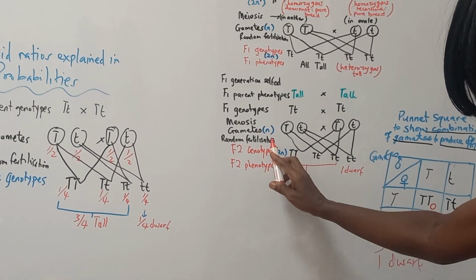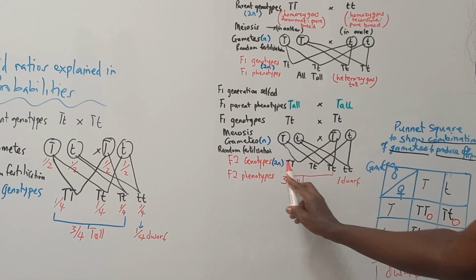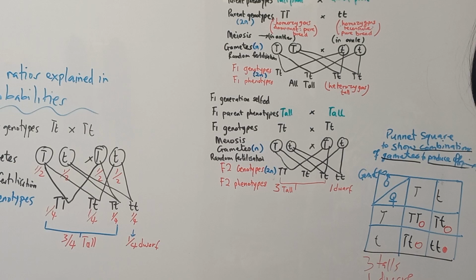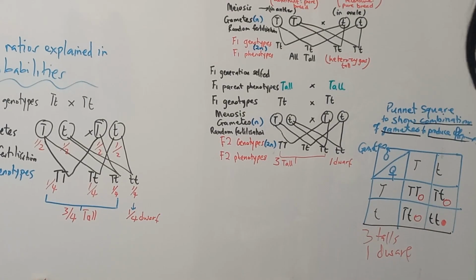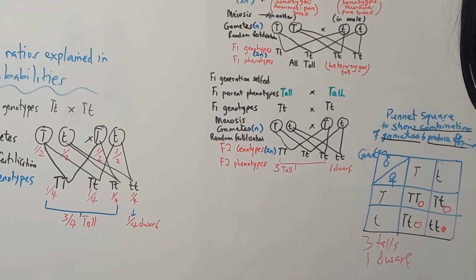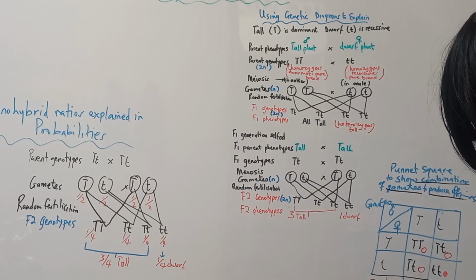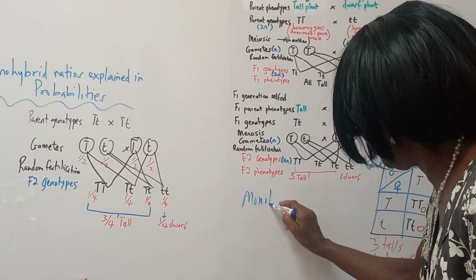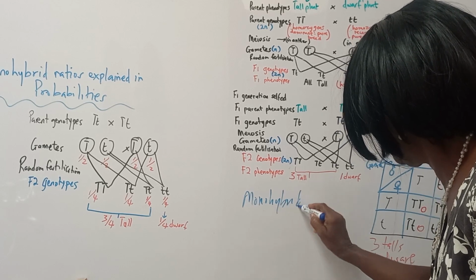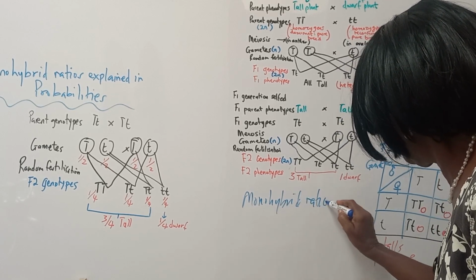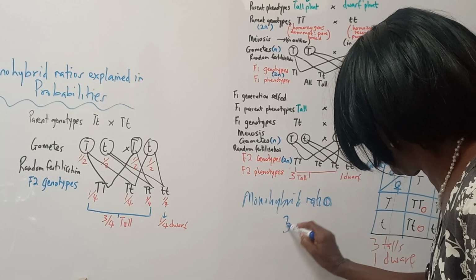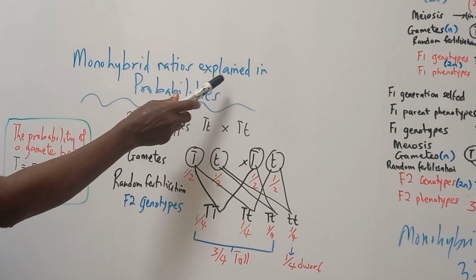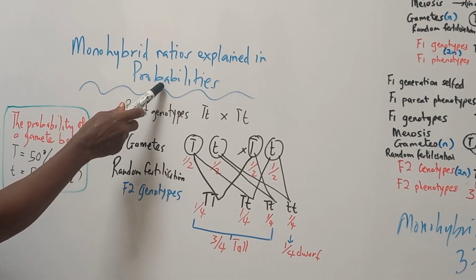So the Punnett square can be used to get the same results as these crosses. And the Punnett square tends to be easy, as we can see later on. Good. So you see the ratio 3:1 is known as the monohybrid ratio. The monohybrid ratio can also be explained in probabilities.